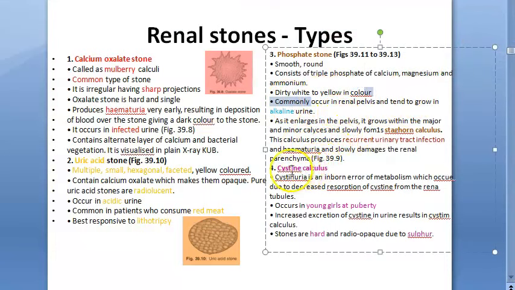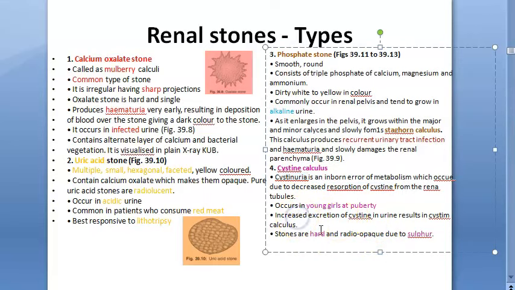Then let's go to the last type, cystine calculus. For cystine calculus, they didn't give any photo as such, but this will occur in young girls at puberty. There will be an inborn error of metabolism of cystine. So there will be cystinuria. There will be decreased reabsorption of cystine from the renal tubule. So where will the cystine be? In the urine. So cystinuria will be there. They will get cystine calculus.